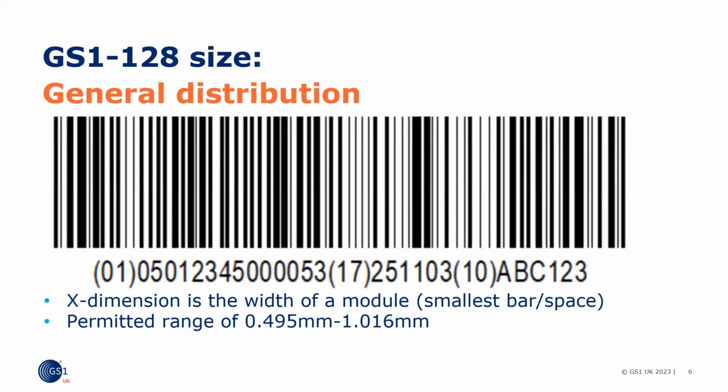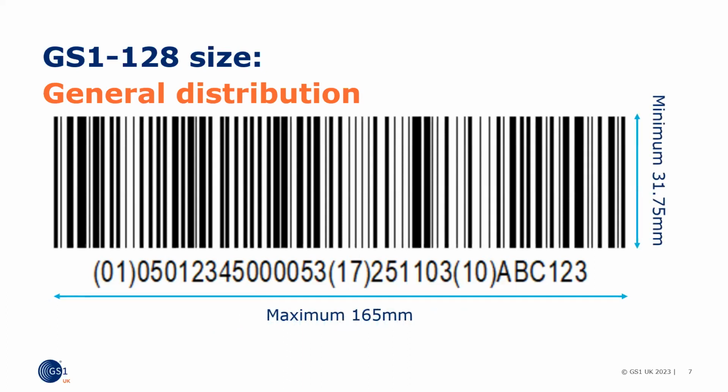For a product that is supplied in general distribution, because it could move through a distribution center conveyor belt and be scanned by a fixed place scanner as a package passes by, it must be bigger. The X dimension range is between 0.495 millimeters and 1.106 millimeters. The minimum height is 31.75 millimeters and the maximum width is 165 millimeters.